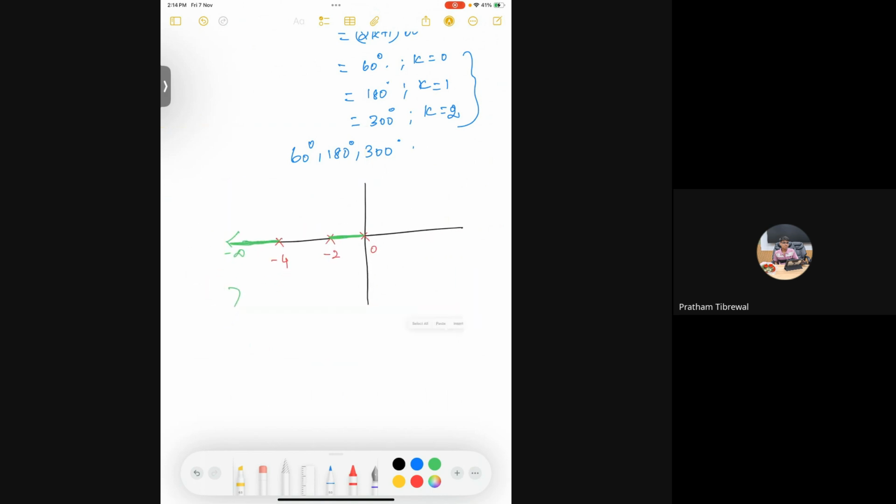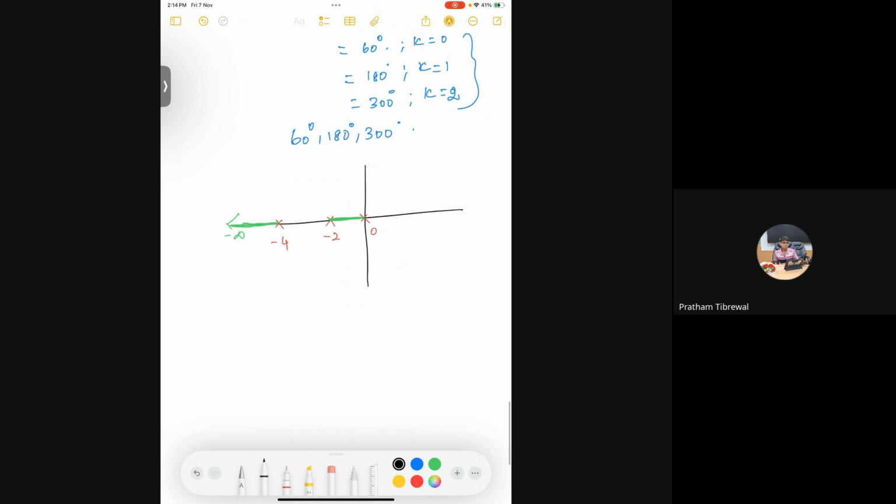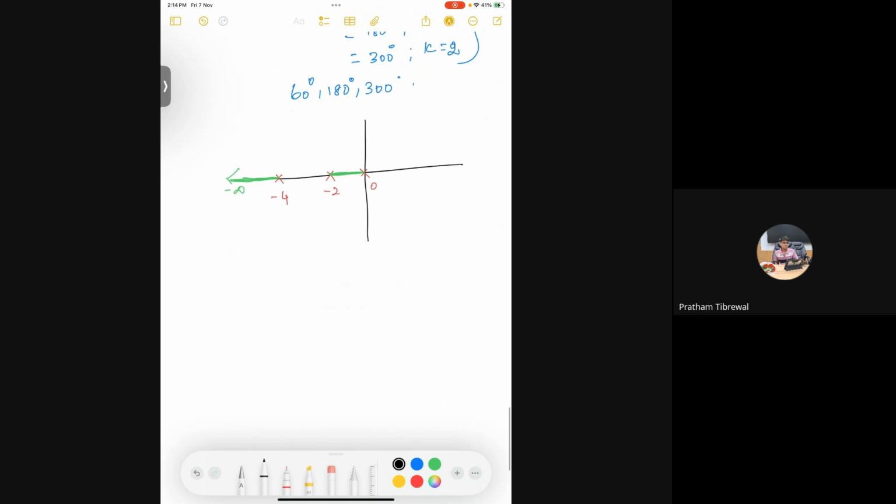Okay. Now, from these poles, we don't know from which pole it is going to go at 60, 180 and 300 degrees. Root locus can go like this, or like this. We don't know from which poles or from which direction. The directions or degrees we found, and from which pole each degree is going to go, we are going to calculate in the next step. That's what the next step is.